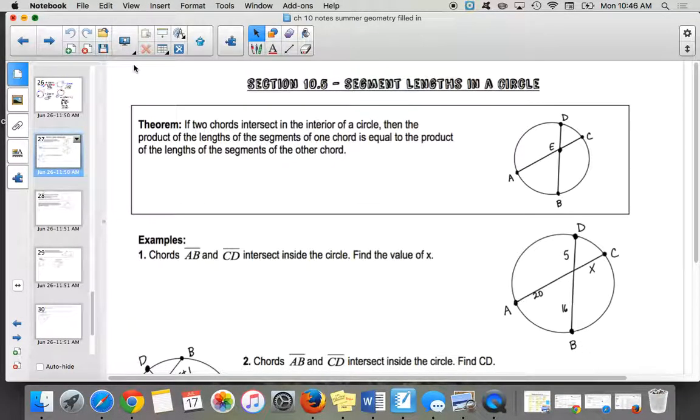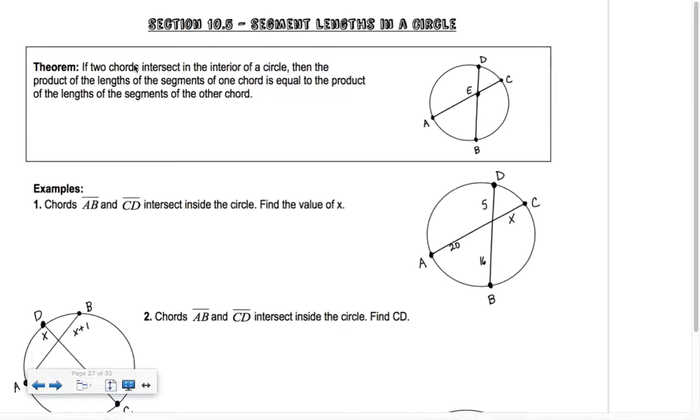2.5 is on segment lengths in a circle. So the first one that we have is where we had segments that intersected on the inside of a circle. In the last section, we talked about what we would do with angle measurements. Remember, we took the outer arc and the inner arc, and then this part right here was half of the sum of those two arcs.